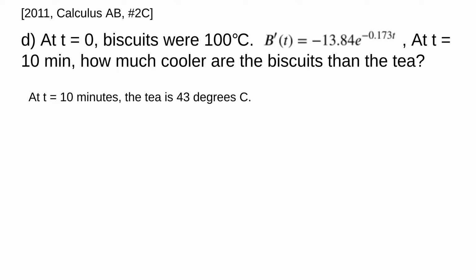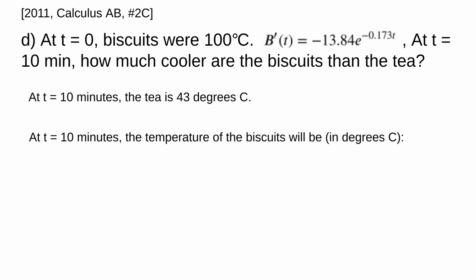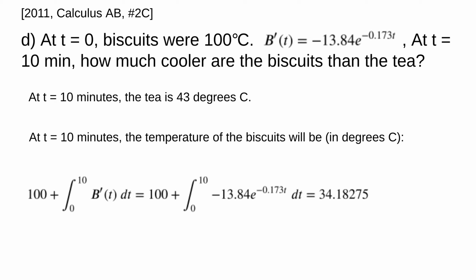The temperature of the biscuits is going to require a little bit of calculus. To find the temperature of the biscuits at t equals 10 minutes, we have to take the initial temperature, 100, and add the definite integral from 0 to 10 of b prime of t dt over that same 10-minute span. This is a calculator active question, so we're going to need our calculator to do this. When we actually calculate 100 plus this integral, we get 34.18275. But that is the temperature of the biscuits.